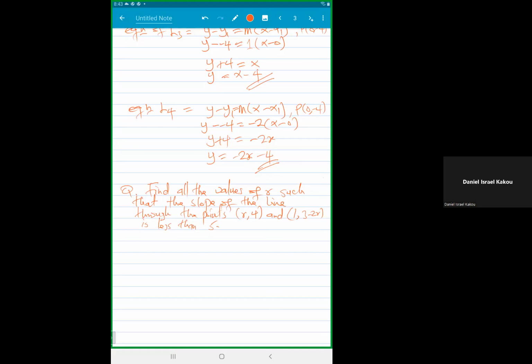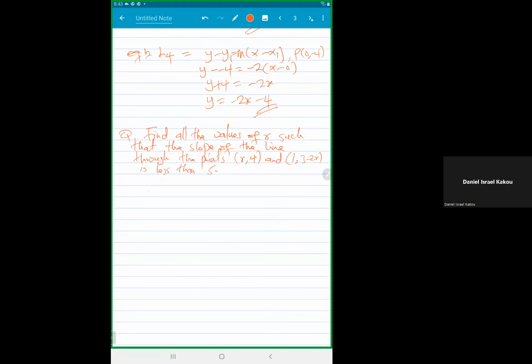So first of all, we know that the slope of any 2 points, or the slope of a line, is always the change in the y coordinate of those points on the line over the change in the x coordinate.